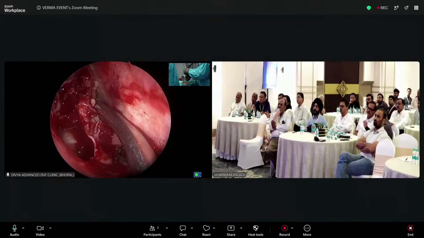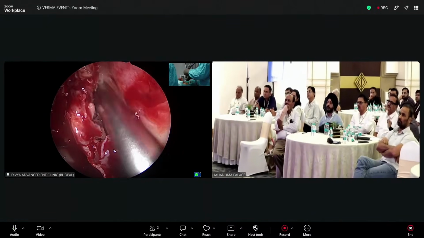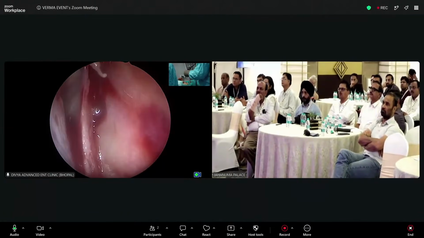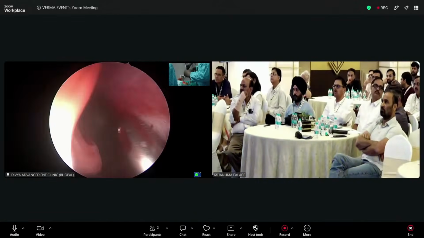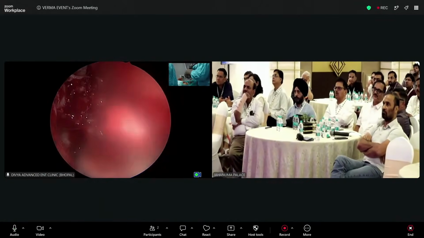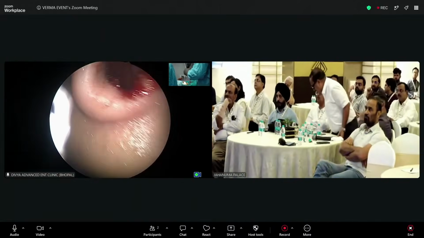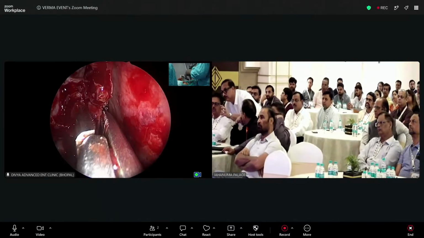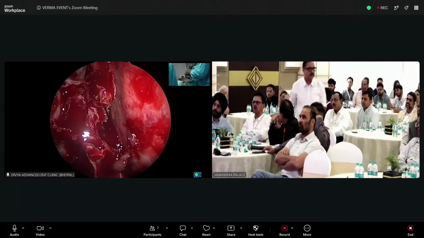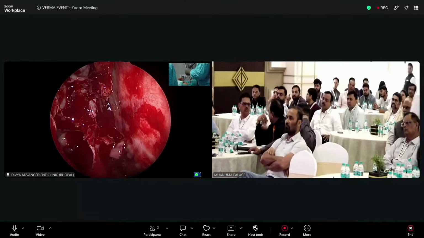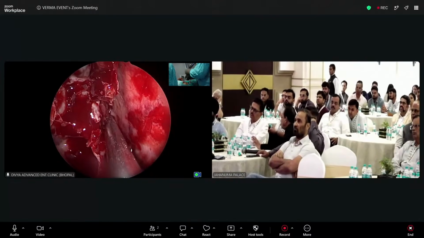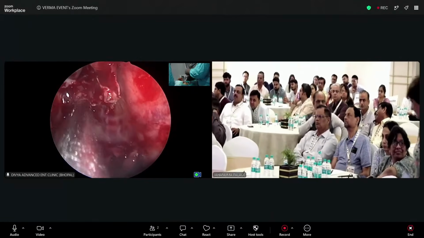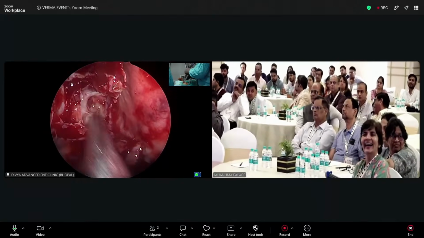Behind this is your superior turbinate. Can you see behind, the ostium of the sphenoid sinus? Behind is the ostium of the sphenoid sinus there. So this I am doing fast. Keep irrigating with water. See, all this bone I can remove quickly. Next 10 minutes we'll be through this entire dissection part and focus on the area of interest.